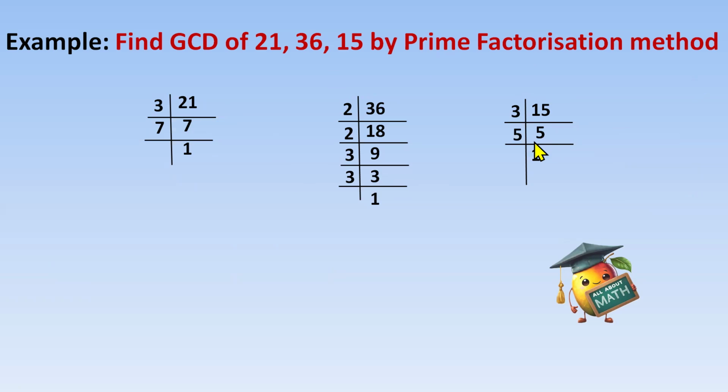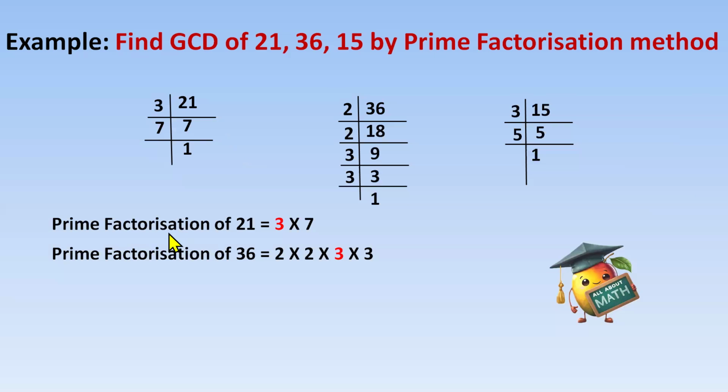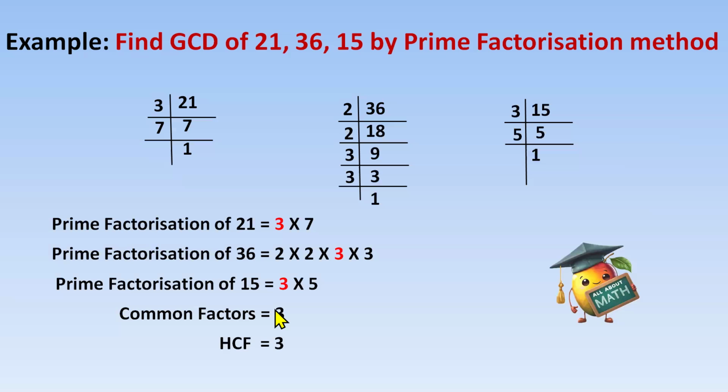Now we'll write the prime factorizations. Prime factorization of 21, that is 3 multiply 7. Prime factorization of 36, that is 2 multiply 2 multiply 3 multiply 3. Prime factorization of 15, that is 3 multiply 5. Now we'll check what is common in all these. 3 is common in all of them. So we'll just write the one number. It can be two numbers, but we will check only those numbers which are coming in all three numbers, like 21, 36, 15. It should be common in all three. So the common factor here is 3. So HCF will be only 3.